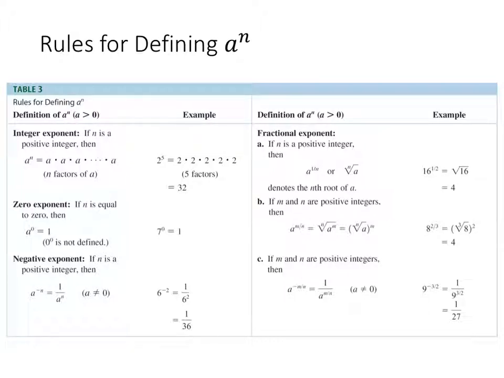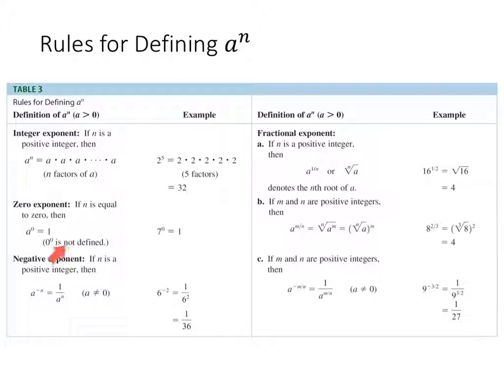So if we have an integer exponent, a to the n is a times a times a times a, n factors of a. And here's a little example. 2 to the 5th means I'm going to multiply 2 by itself 5 times. So 2 times 2 is 4, times 2 is 8, times 2 is 16, times 2 is 32. And we will always simplify our numbers to exponents, even if it's 7 to the 49th power. That's not true. That's just evil. We would want to try to simplify that if we could.